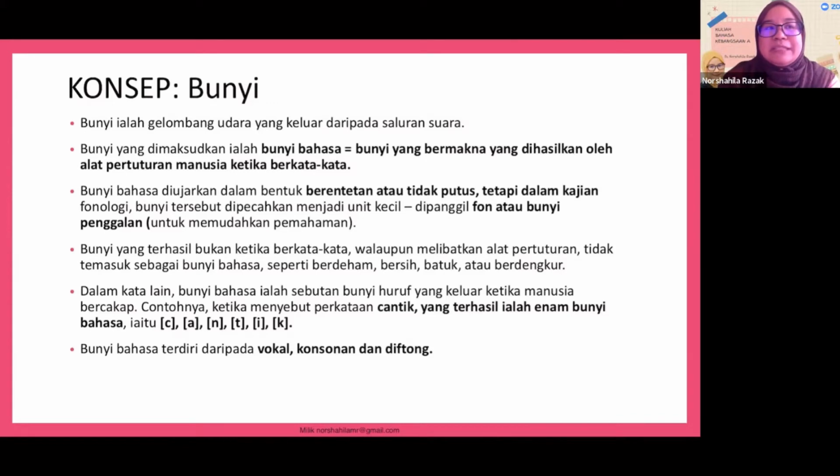Jadi konsep bunyi. Apa itu bunyi? Bunyi, like we know, bunyi ialah gelombang udara. Okay, dia ada gelombang. Sebab itulah bila kita buat bunyi, dia akan ada gelombang, sound wave. Jadi bunyi yang akan kita kaji untuk hari ini adalah bunyi bahasa, bukan bunyi-bunyi lain. Okay, bunyi bahasa ini maksudnya bunyi yang diwakili oleh alfabet, huruf A, B, C, D until Z.